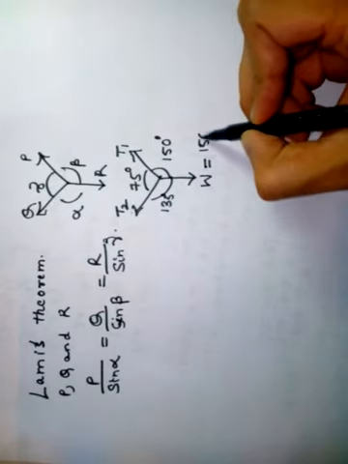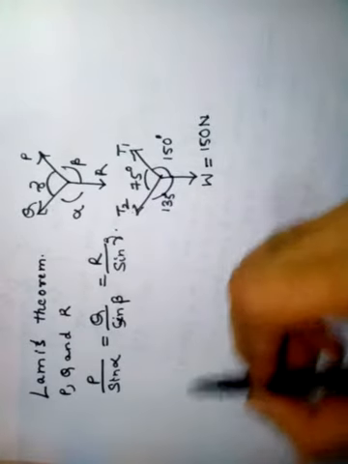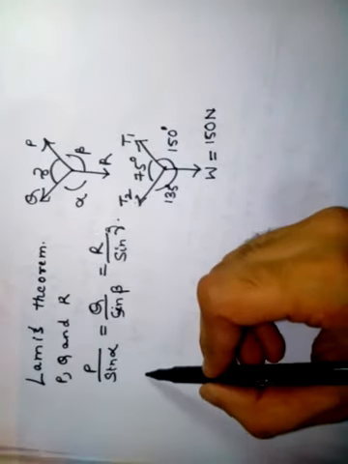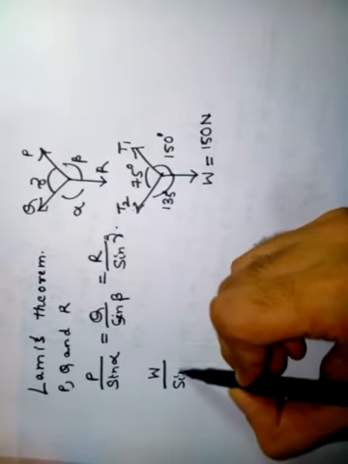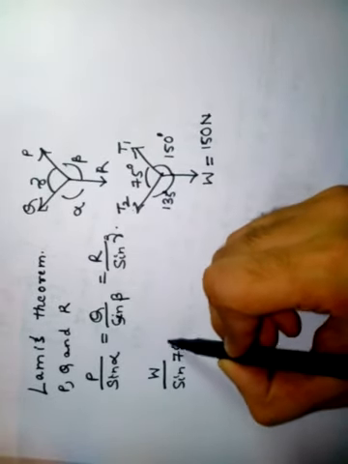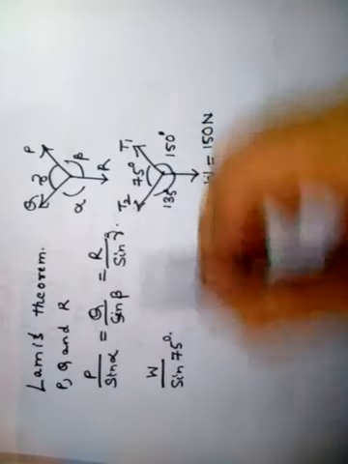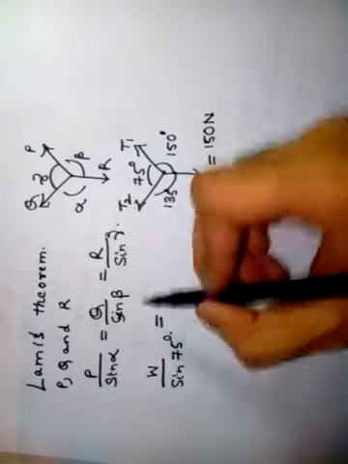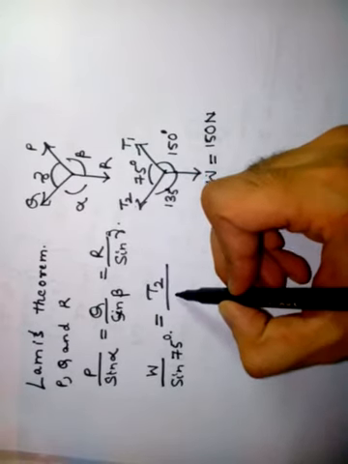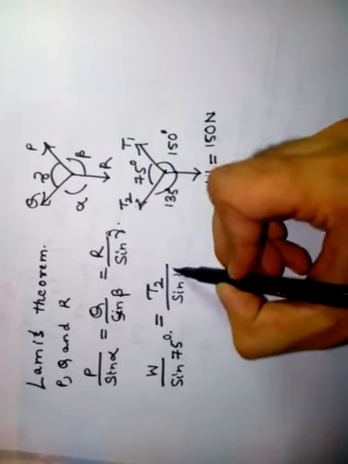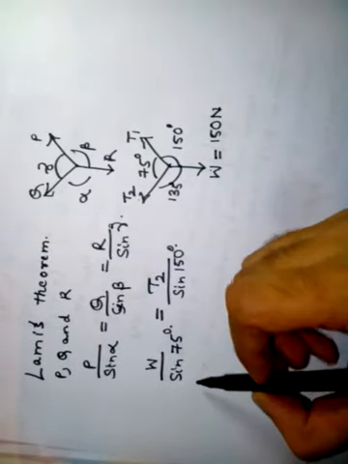Given is the weight W. So from Lami's theorem we can write this is W by sine of 75 degree. W by sine of 75 degree is equal to, say we want to find T2, so T2 divided by sine of 150 degree.